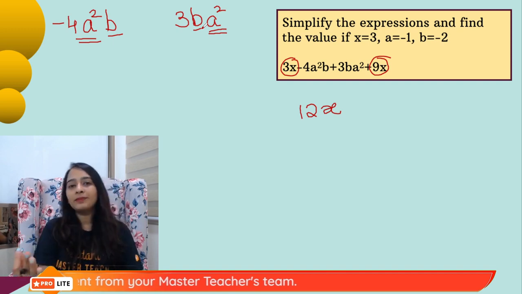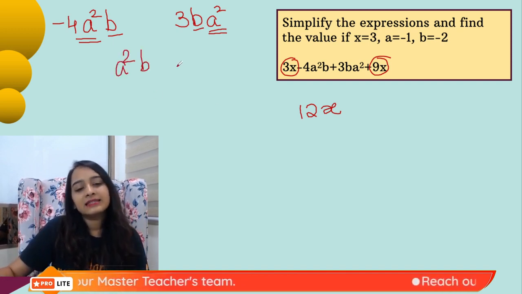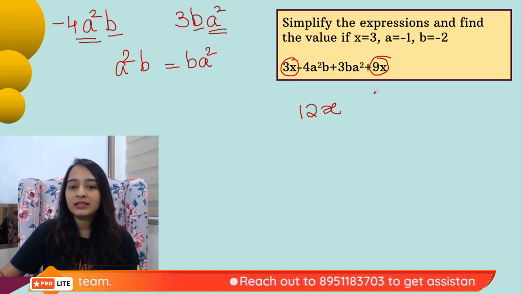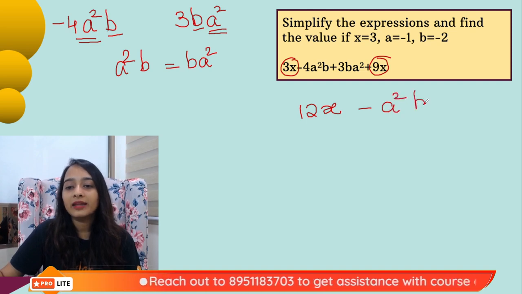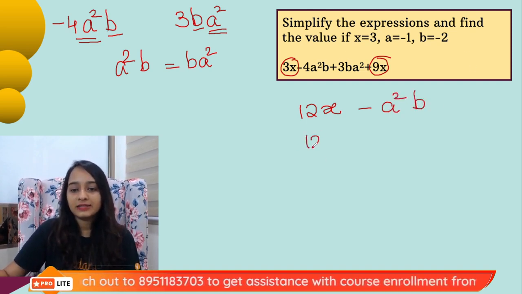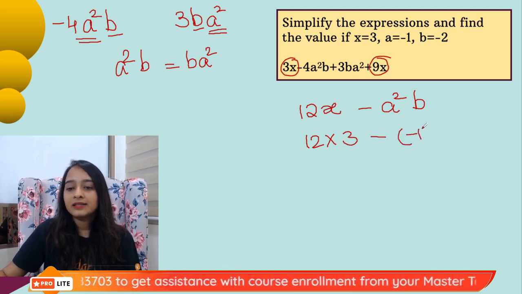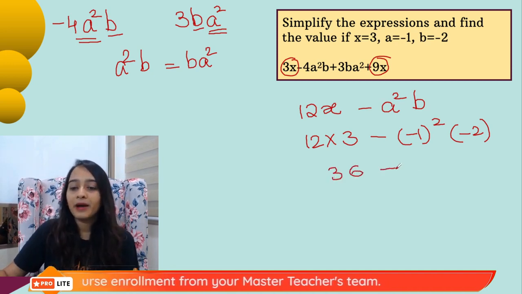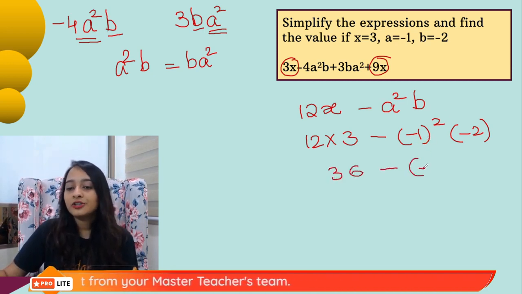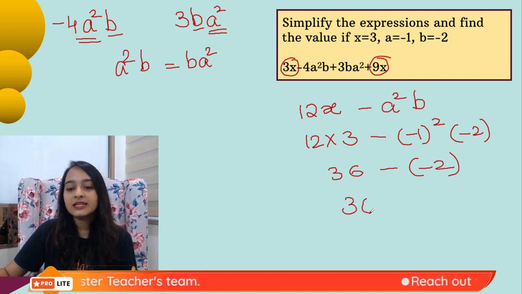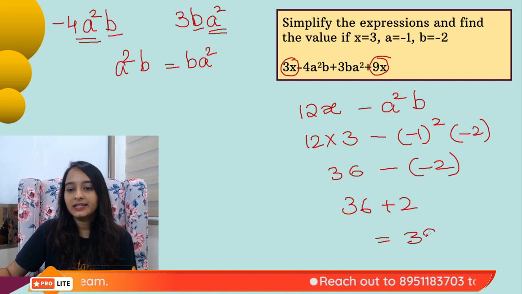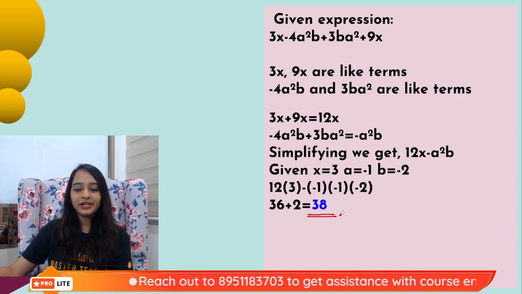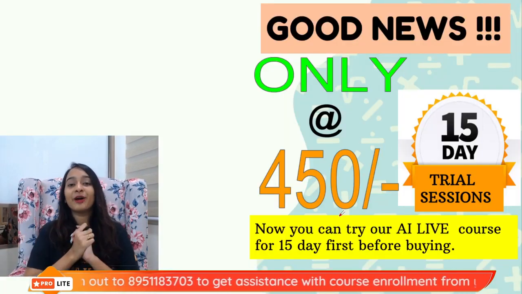So they're still like terms. It need not be a square b. Your a square b is the same as b a square. Okay? So minus 4a square b plus 3ba square will give you minus a square b. Now you substitute, your x is equal to 3, minus 1 square multiplied with minus 2. So here you have 36, minus 1 square will be 1, minus of minus 2. So 36 plus 2, 38. Understood? So what is the value? 38. Cool.